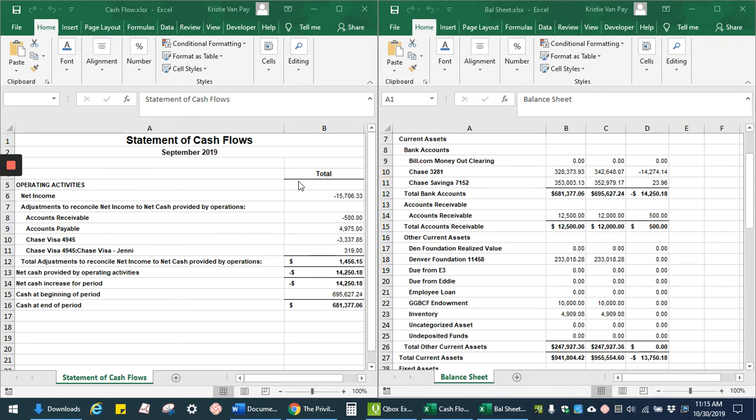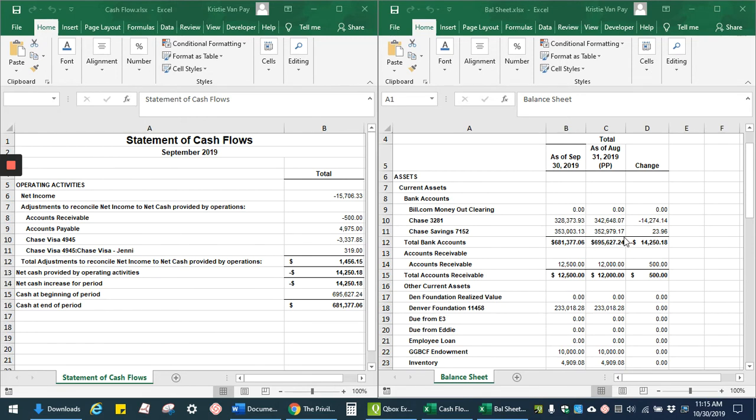So if you look here, we show that the cash at the beginning of the period was $695,627.24. They're pulling that from the balance sheet right here. And then they're telling us that the cash at the end of the period was $681,377.06. They're pulling that from this column right here. And then they're telling us that the net cash increase or decrease for the period was negative, and you can barely see it there, $14,250.18, meaning cash decreased by that amount, and they're getting that from this column over here. You can already see how these two statements are tying together and basically getting the same information, but just in a different format. So, okay, well, what next?